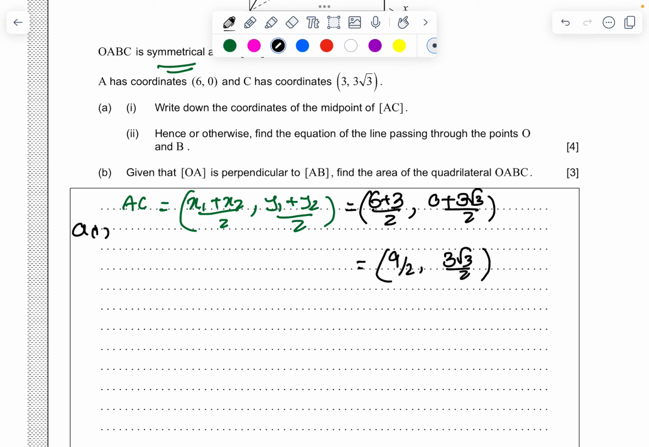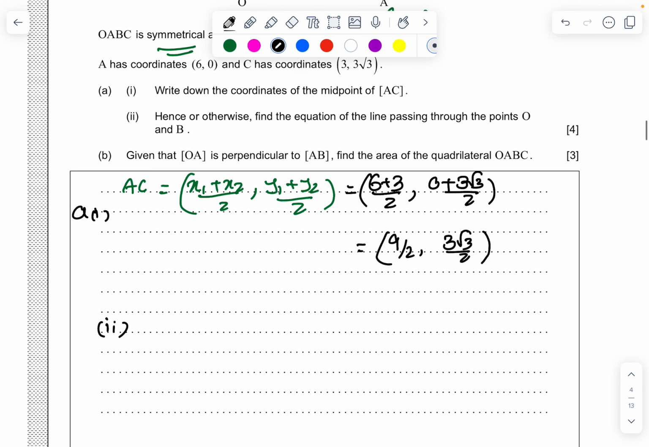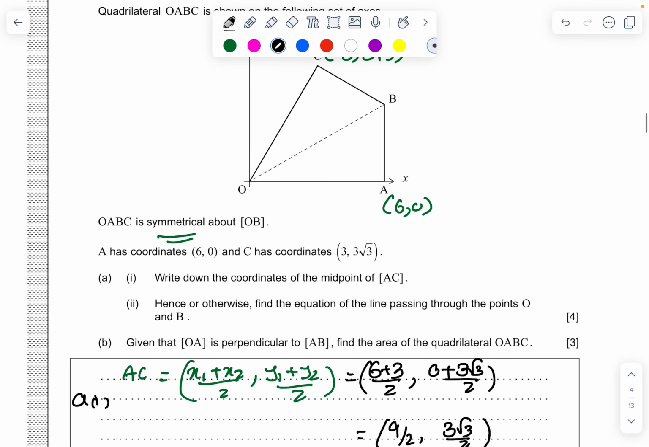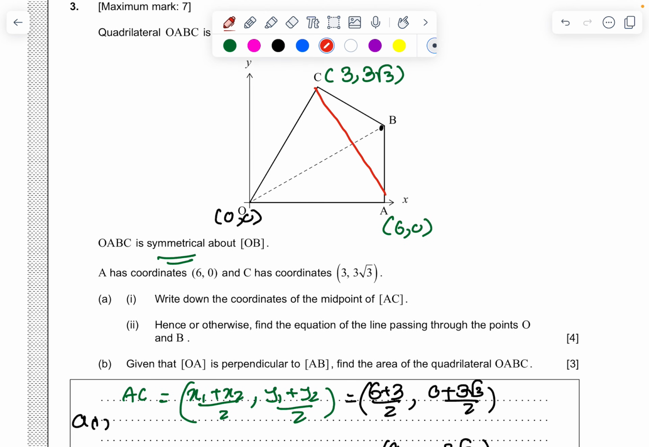That's part 1. Part 2: hence or otherwise, find an equation of a line passing through O and B. We have to find an equation of a line which is passing through O and B. O is 0, 0 and B we don't know. So we have drawn it out, AC, and the midpoint of AC is 9 by 2, comma 3 root 3 by 2.